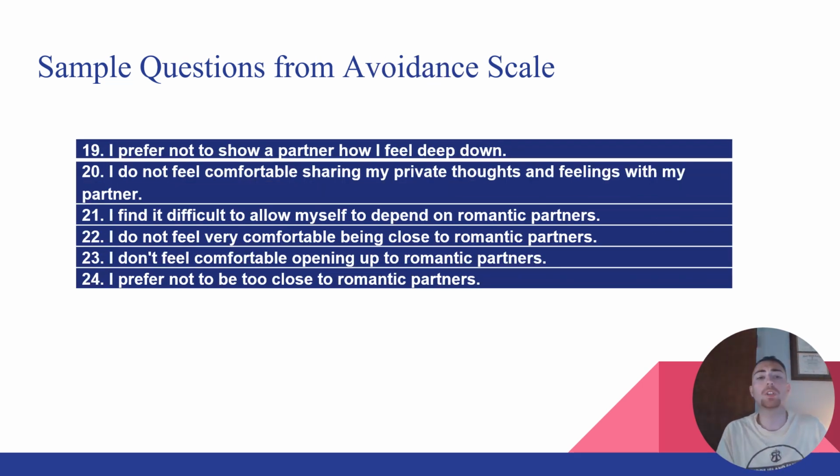Here are some sample questions from the avoidance scale. It's really trying to look at how willing somebody is to engage or avoid. Like, I prefer not to show a partner how I feel deep down. I find it difficult to allow myself to depend on romantic relationships. I do not feel comfortable being close to romantic partners, etc.